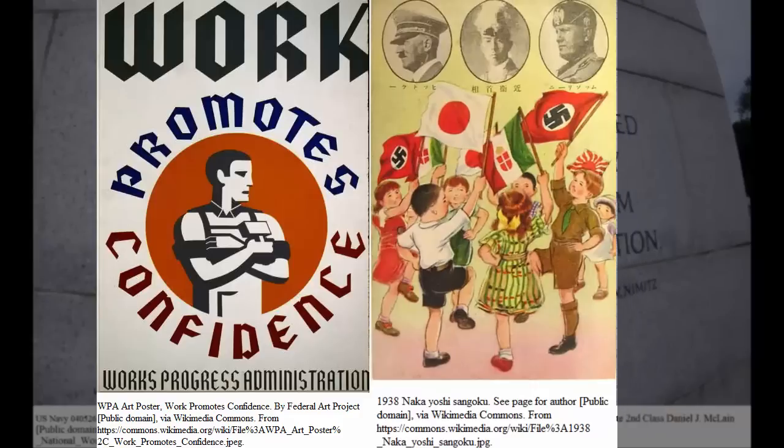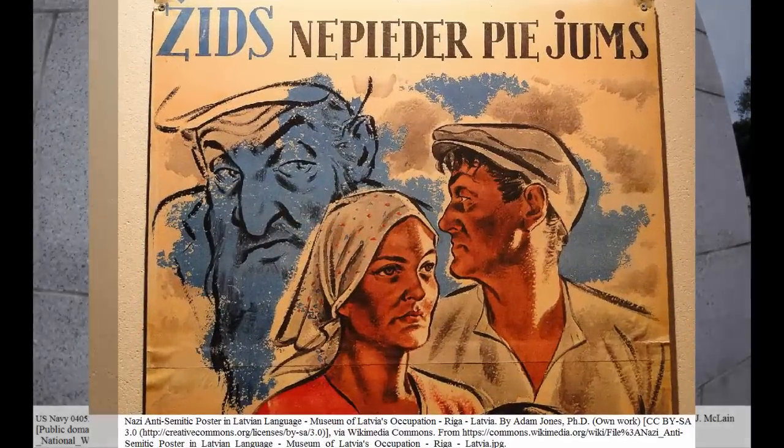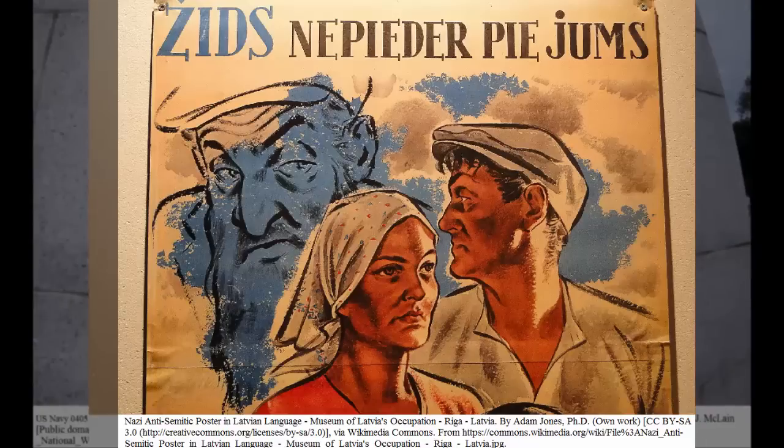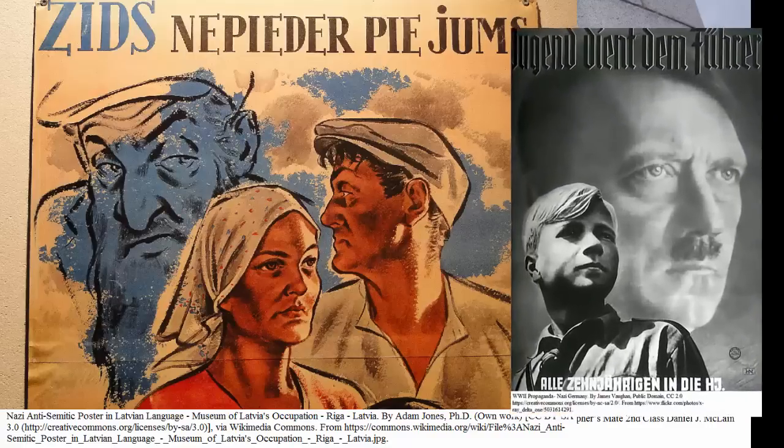The critical difference between FDR and Hitler, Mussolini, and Hirohito, however, lies in the definition of the word fascism, and in Hitler's case, the fact that he blamed all of Germany's problems on the Jewish people. Fascism is a bit like patriotism's evil twin.